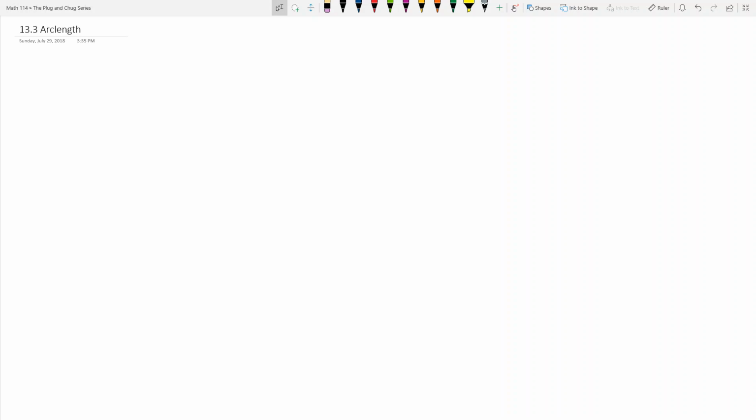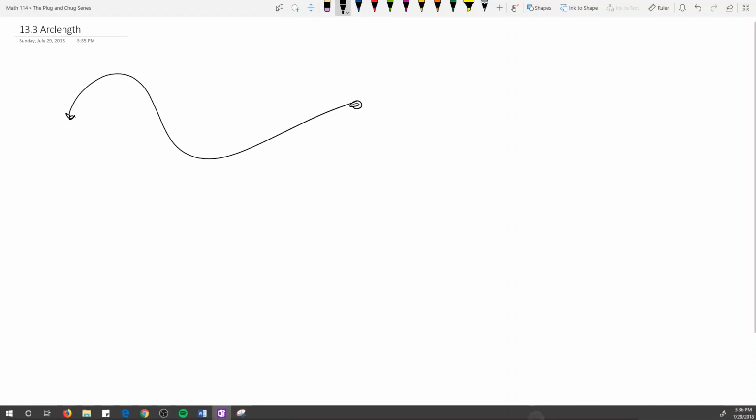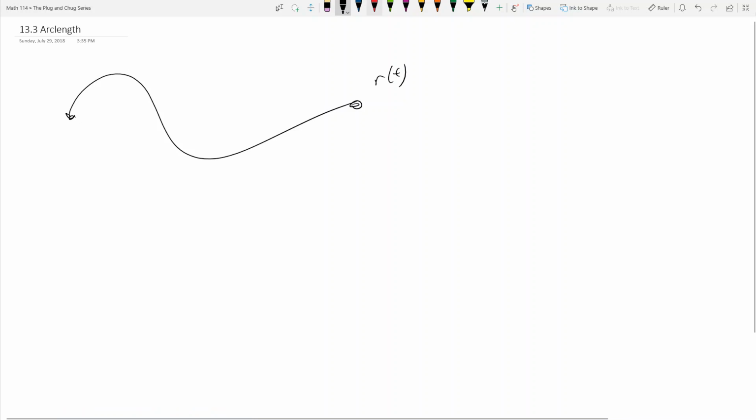What is it? Well, if I have a curve in space and I want to find, let's say this is some curve r of t, and I want to find the arc length of this segment right here, let's say from t equals a to t equals b. So a is some initial time and b is some ending time that I'm traveling along the curve. Then the arc length is equal to the integral from a to b of the magnitude of the velocity vector, so the magnitude of r prime of t, dt.